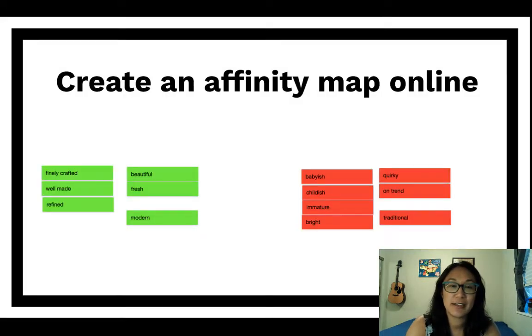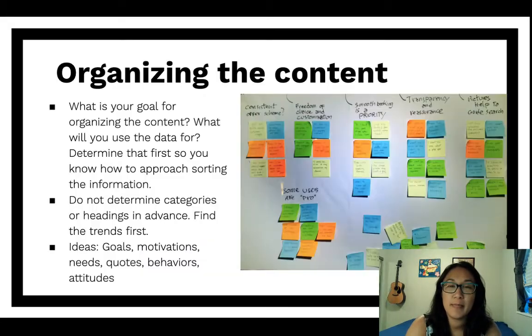Here's an example of what it looks like. So you can start putting in different ideas or things that came up during your research session. So maybe green is participant 1 and red is participant 2, and then we'll go into organizing it.